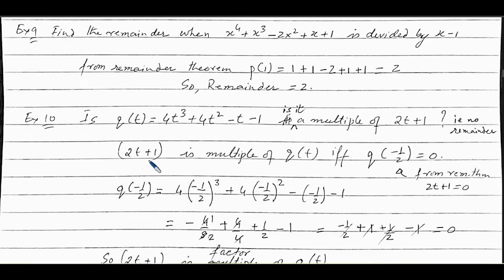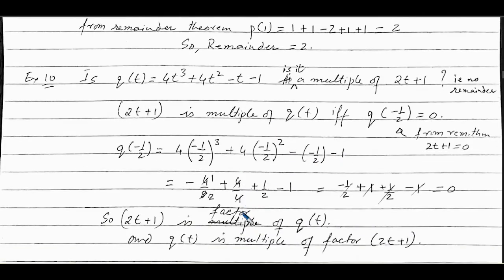Thus we can only say 2t plus 1 is a multiple of this q of t if and only if q of minus half is 0. You have to make this 0, no? So t, if you multiply by 2 and subtract minus half, this will become minus 1, minus 1 plus 1 is 0. So if q of minus half is 0, so I substitute this q of minus half here: 4 into minus half to the power cube, then 4 into minus half square, then t equal to minus of minus.